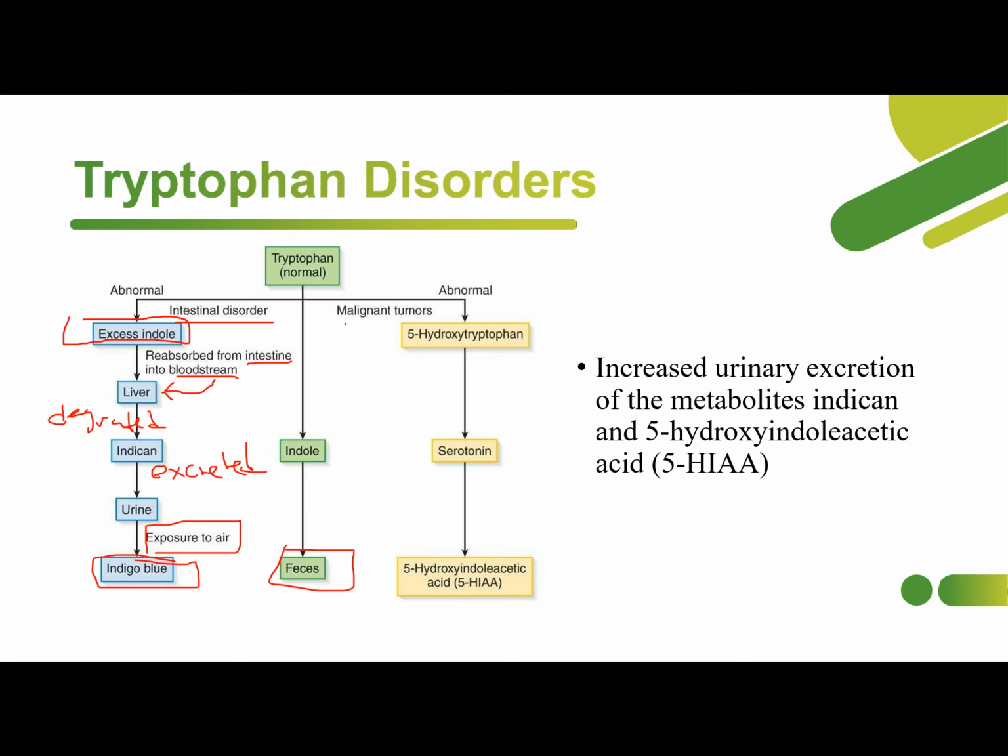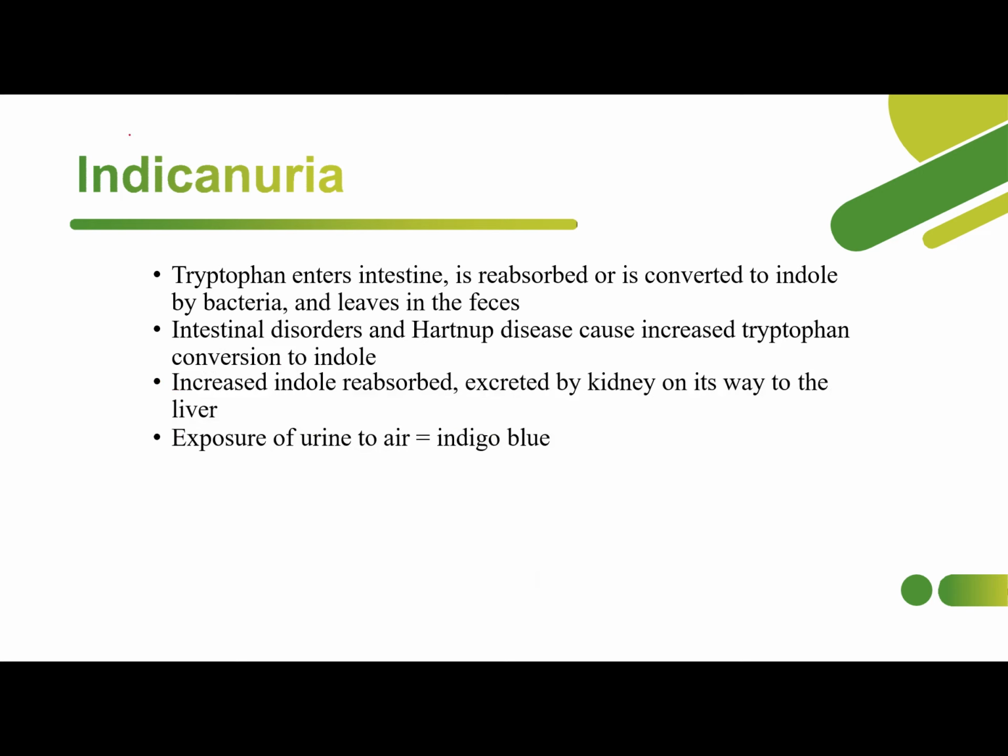a malignant tumor, your tryptophan would now become 5-hydroxytryptophan, leading to the production of serotonin and producing 5-hydroxyindole acetic acid, or your 5-HIAA. So there is increased urinary excretion of the metabolites indican and 5-hydroxyindole acetic acid. So these are the tryptophan disorders, class. Increased 5-HIAA excretion, and indican excretion.